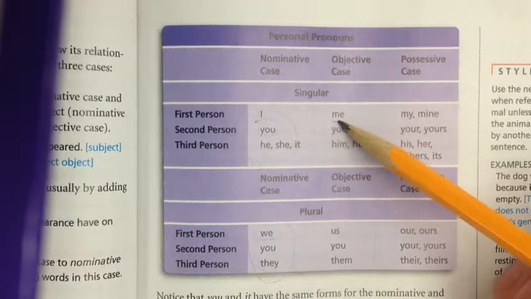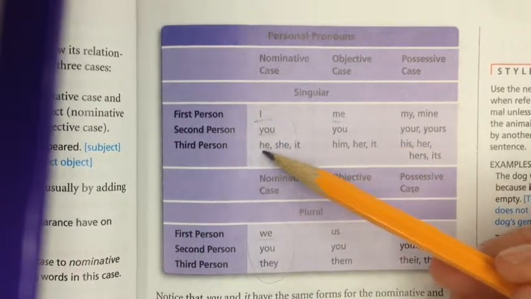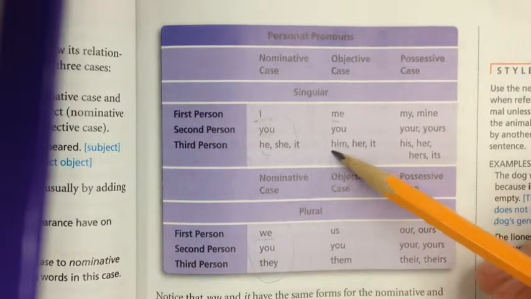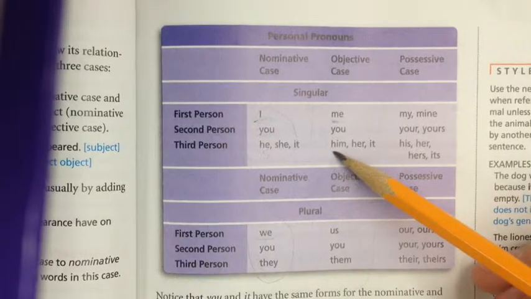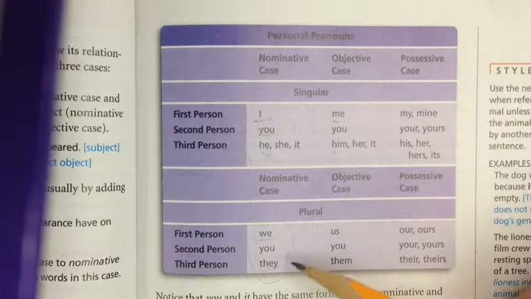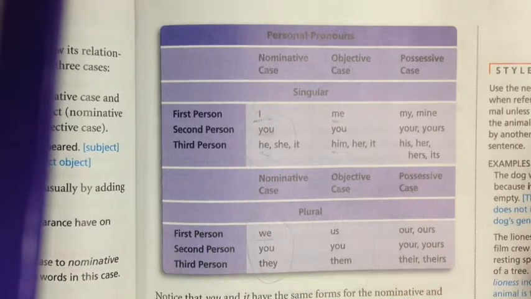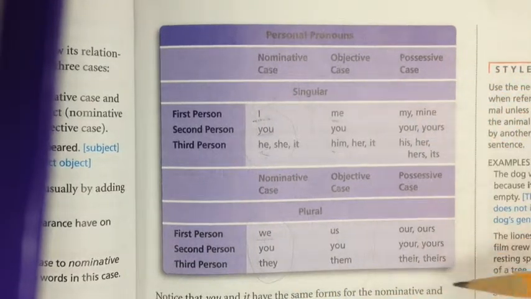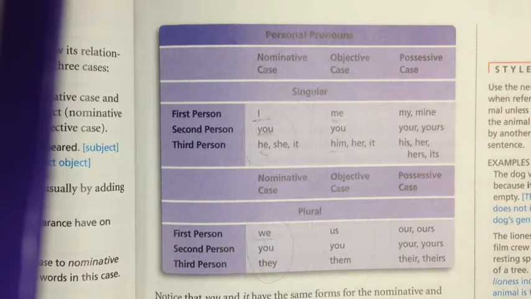All right, so what we're studying today is why sometimes you use a pronoun like I and sometimes you use a pronoun like me. And sometimes you use a pronoun like he, and other times you use a pronoun like him. And then these plural pronouns also have two versions. And there's even a third version over here called the possessive case, but we'll talk about that later.